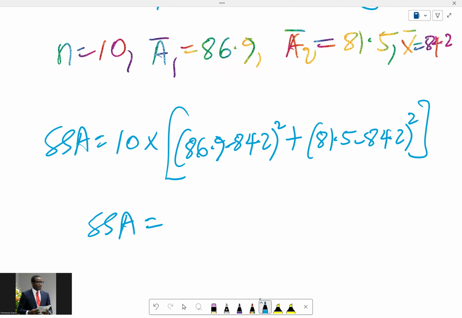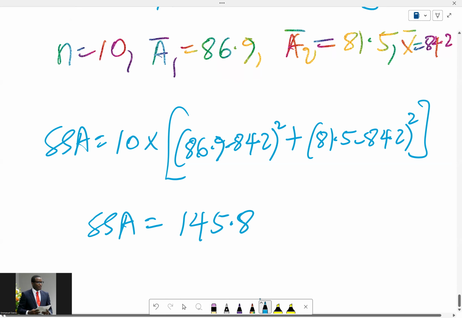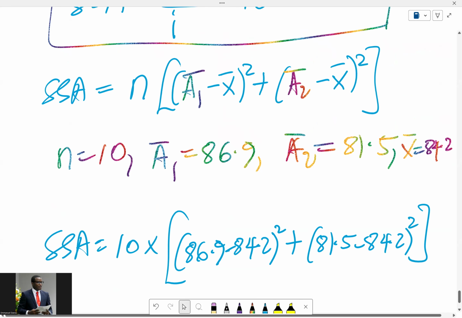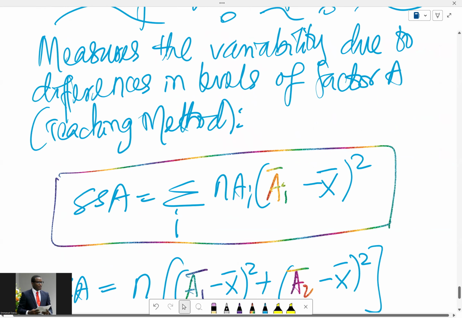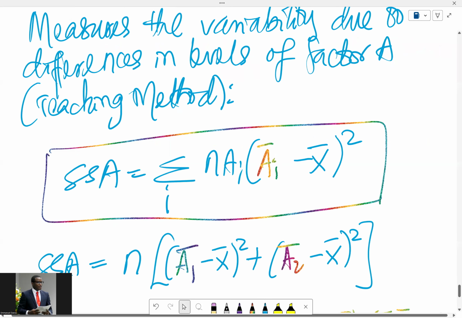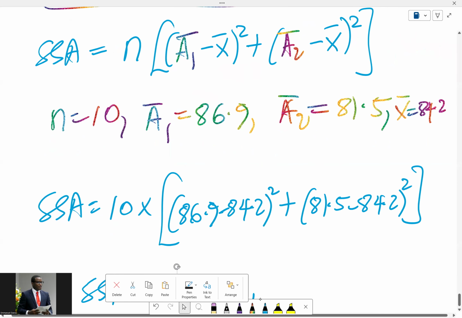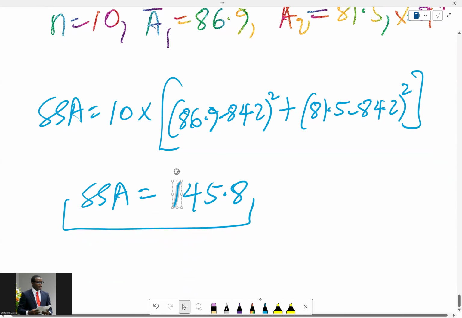Okay, so we get the results. SSA is 145.8. That is the sum of squares for factor A. Of course, we have to do the sum of squares for factor B, as you can already imagine.